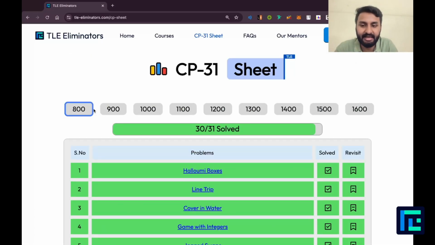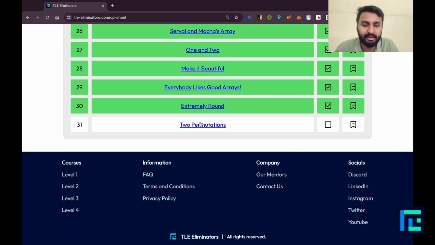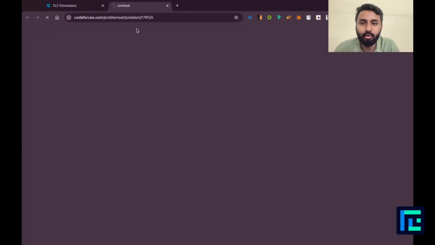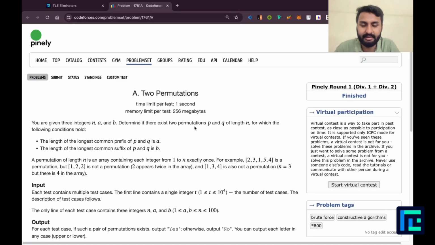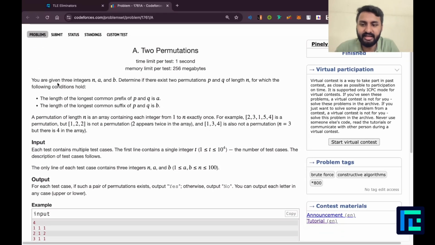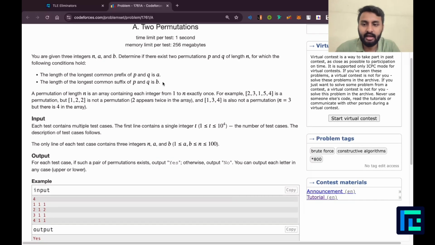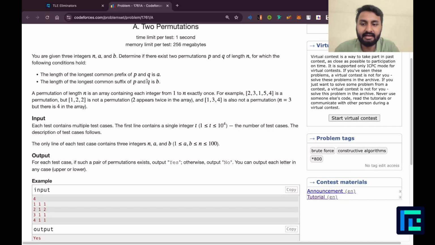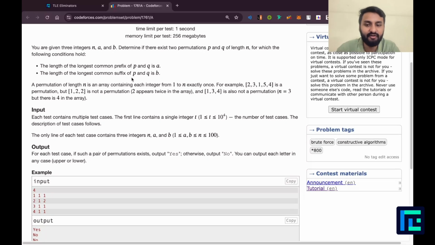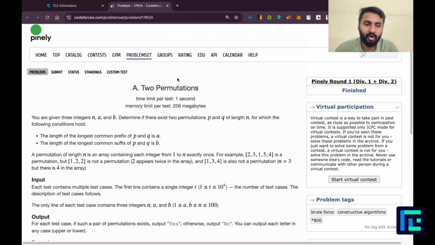So I'll be moving on to my CP-31 sheet over here. I have ticked off my 800 rated parameter and I'll be opening my 31st problem, 2 permutations. Alright, let's read this. You are given 3 integers n, a and b. Determine if there exist 2 permutations p and q of length n for which the following conditions hold. The length of the longest common prefix of p and q is a and the length of the longest common suffix of p and q is b. Alright, so this is the problem.